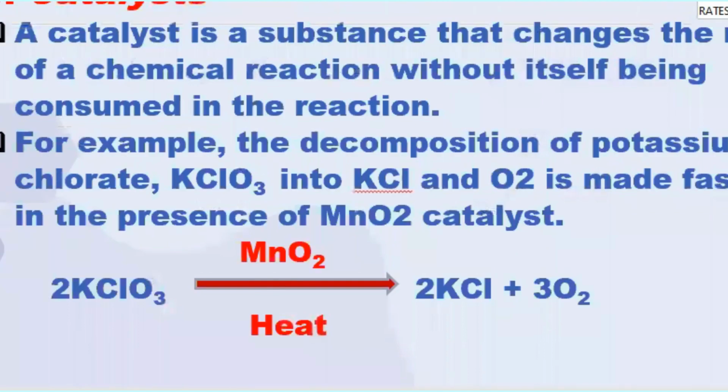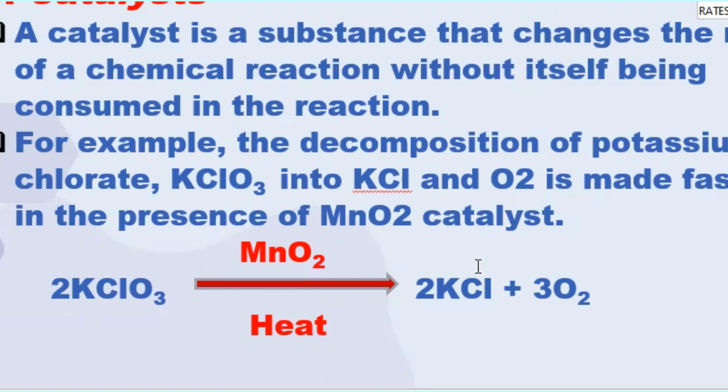The fifth factor is catalyst. A catalyst is a substance that changes the rate of chemical reaction without itself being consumed in the reaction. For example, the decomposition of potassium chlorate, KClO3, into KCl and O2 is made faster in the presence of MnO2 catalyst. Potassium chlorate is decomposed in the presence of manganese dioxide and heat to produce 2KCl and 3O2.